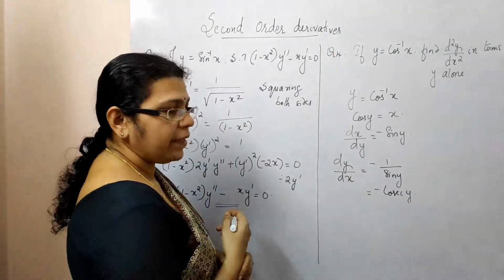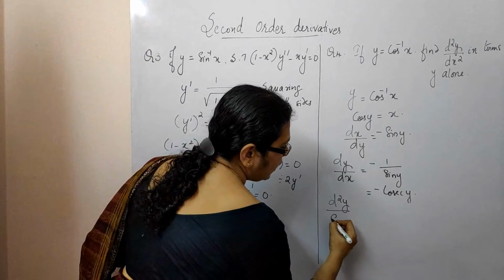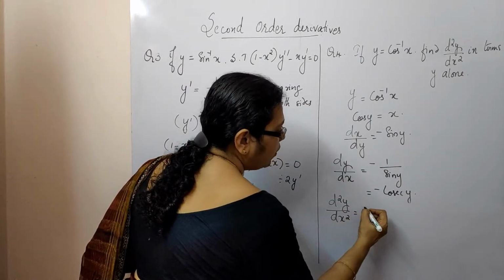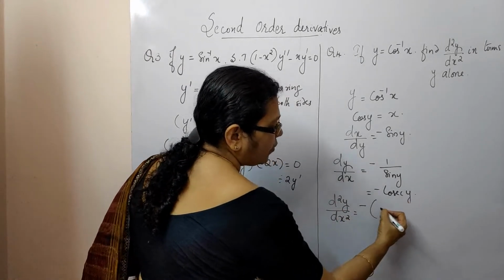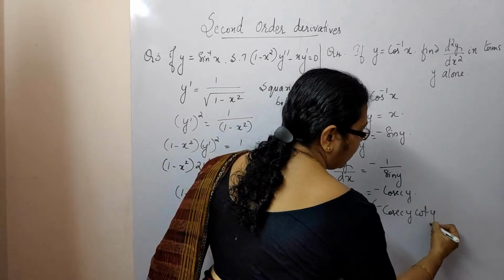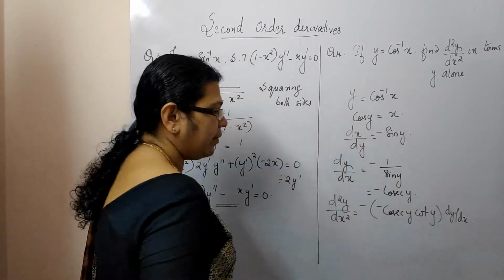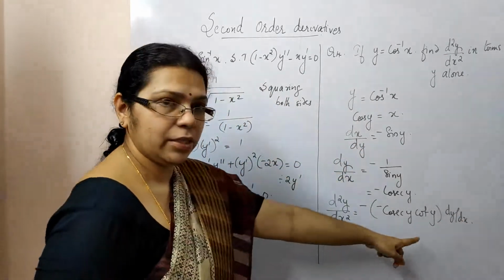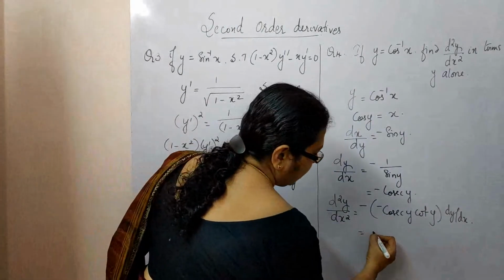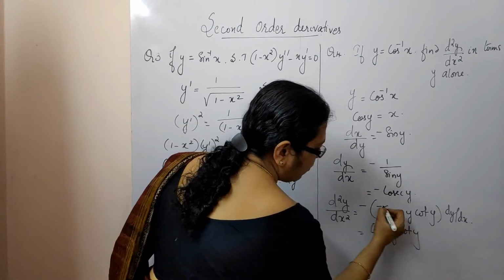So, now finding the second derivative. I have d square y by dx square is equal to minus of, what is the derivative of cosec y? Minus of cosec y cot y into what? Dy by dx, because I am finding the derivative of y with respect to x. So, I have dy by dx. That is cosec y cot y, minus of minus becomes plus.